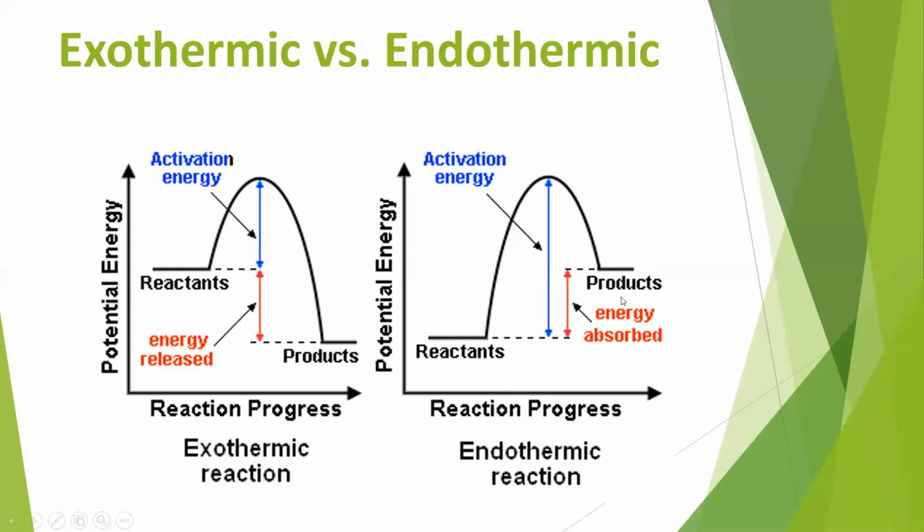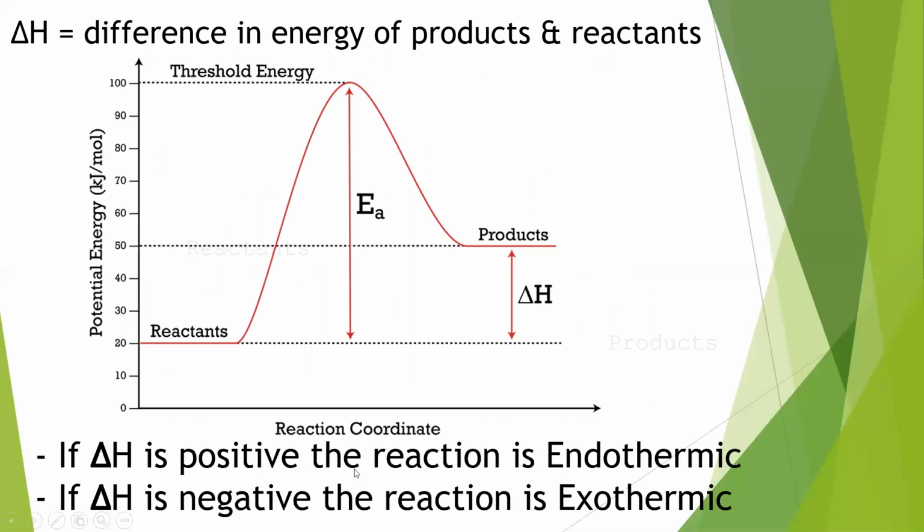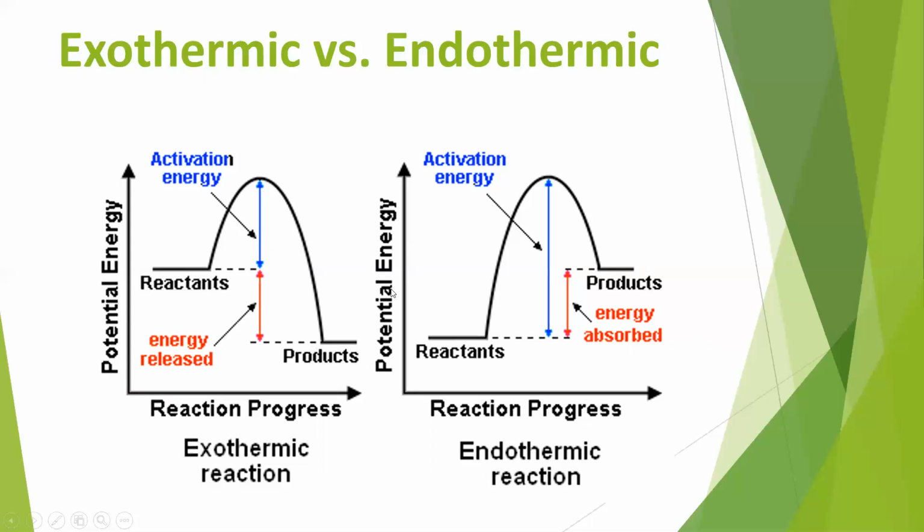And then endothermic here, we have a higher energy of products minus the lower energy of the reactants, and we end up with a positive number. And if we go back, that positive delta H is endothermic, and that negative delta H is exothermic.